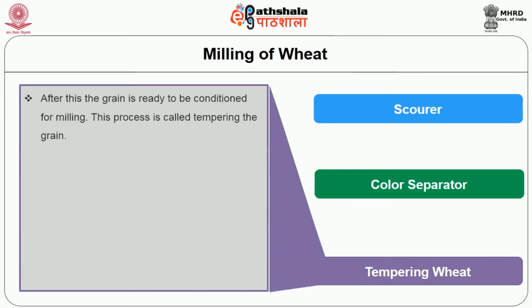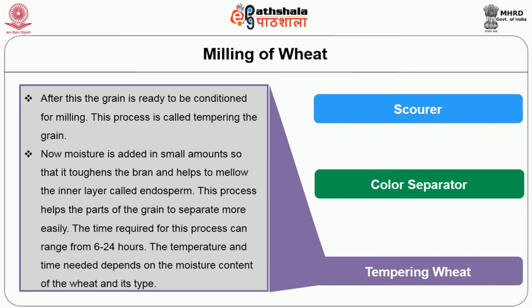The next stage is tempering. After this the grain is ready for conditioning for milling, and the process done is called tempering the grain. Now, moisture is added in small amounts so that it toughens the bran and helps to mellow the inner layer called endosperm. This process helps the parts of the grain to separate more easily. The time required for this process can range from 6 to 24 hours. The temperature and time needed depend on the moisture content of the wheat and its type also.